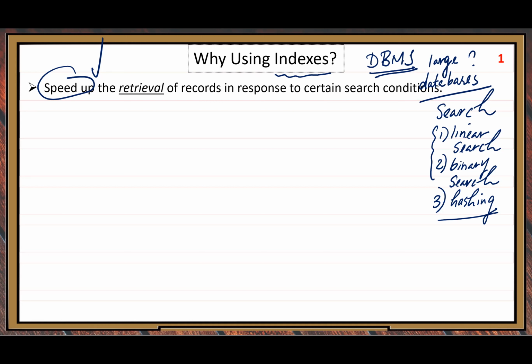Among these three searching algorithms, linear search is very slow. We know its efficiency, big O of n. Binary search is very fast, its efficiency big O of log n. Hashing is extremely fast, big O of 1, constant. That's the average case, not the worst case. The worst case is still slow, but the average case is so fast.